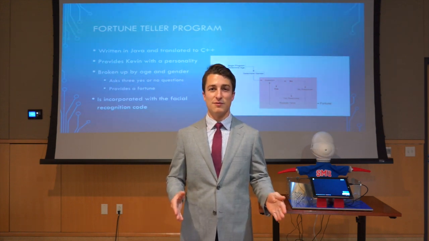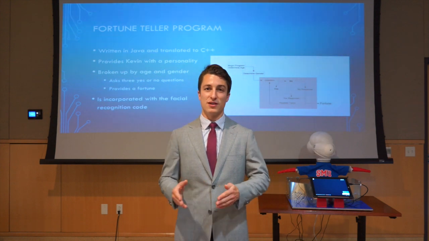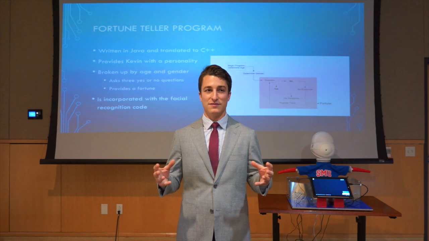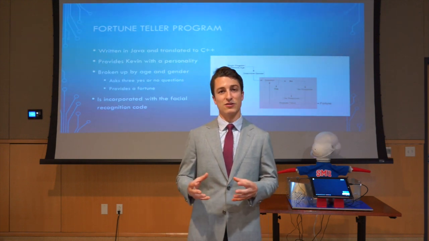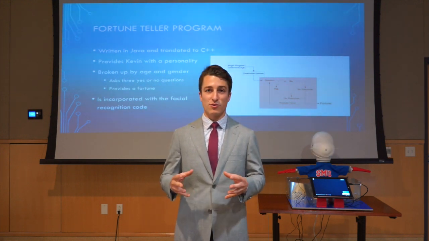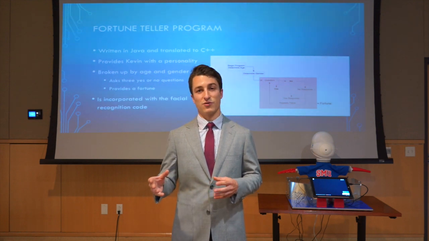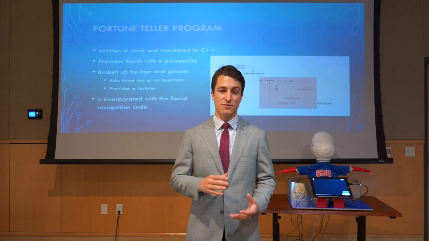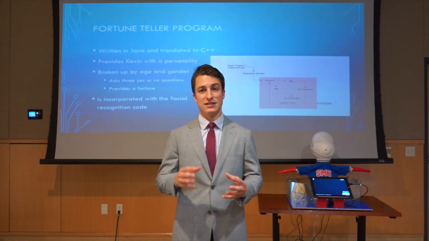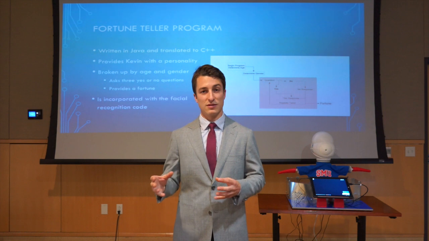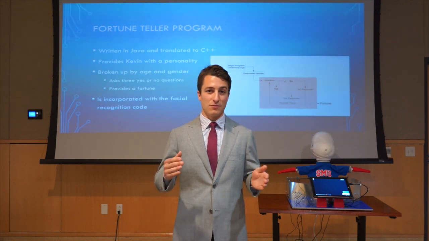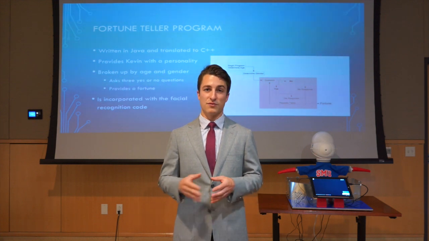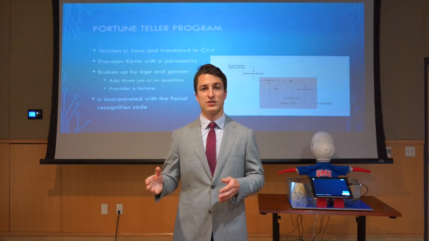The questions that we came up with are meant to be funny and sarcastic and really give Kevin something different than other fortune tellers. Our code is broken up into age and gender categories, or age and gender blocks. So once the information from the facial recognition software is gained and the age and gender determined, the program routes the user into one of these age-appropriate question blocks, and then provides a fortune after the yes or no questions are completed.